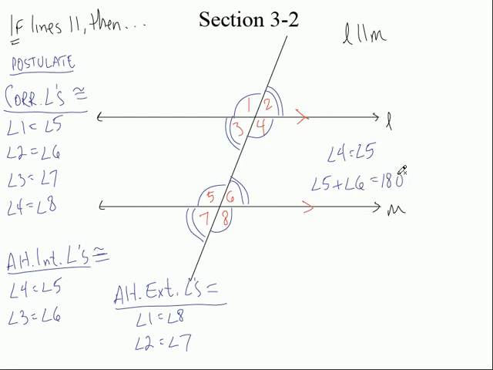Now watch what I'm going to do here. If angle 5 plus angle 6 is 180 and 4 equals 5, would you agree with both of those statements? Yeah. Now watch. 4 and 5 are exactly the same. So I could take angle 5 and make it angle 4.